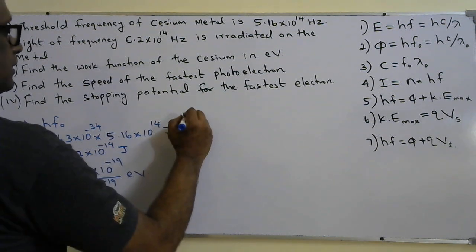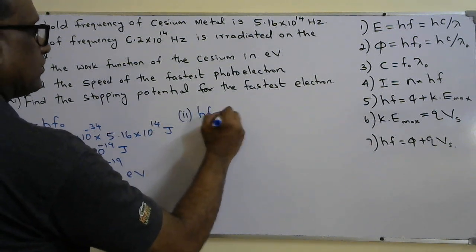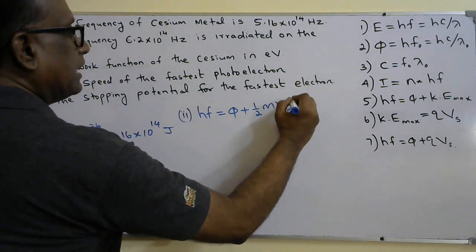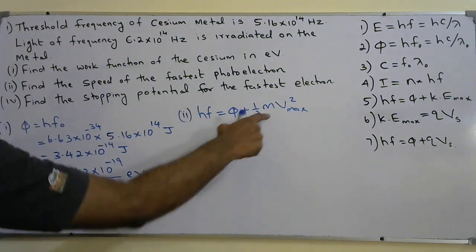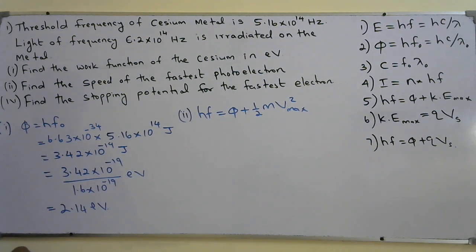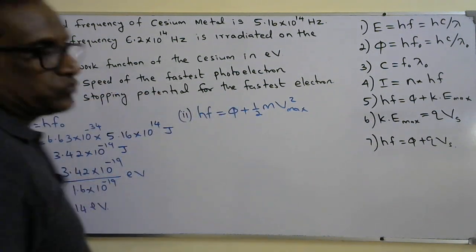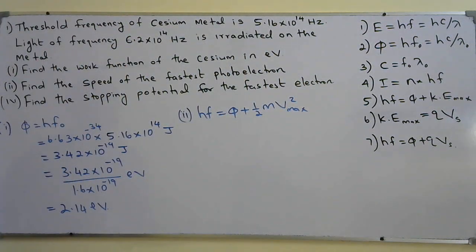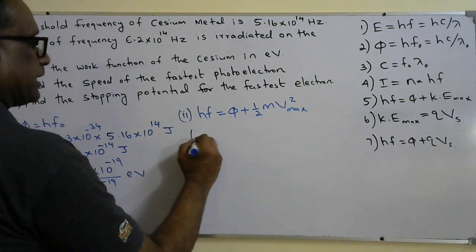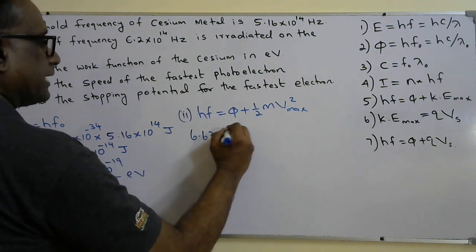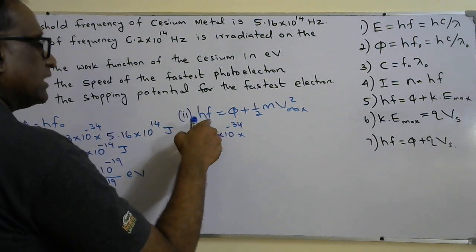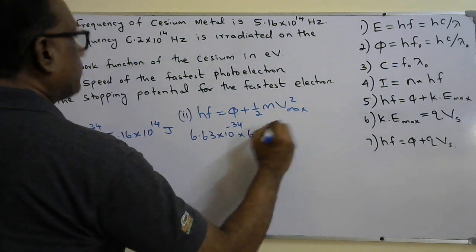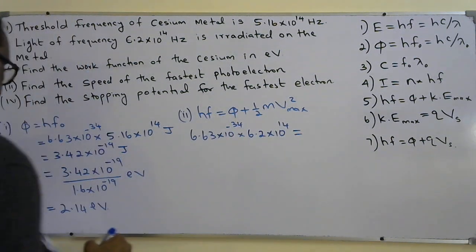For the second part, we have to use the equation h f equals phi plus half m v max squared. KE max means half m v max squared. The mass of the electron is given in the data sheet, 9.11 × 10^-31 kilogram, so don't worry about it. The energy of the photon we need to find: 6.63 × 10^-34, that is the Planck constant, times the frequency of the radiation, 6.2 × 10^14, equals the work function, which we found in joules.